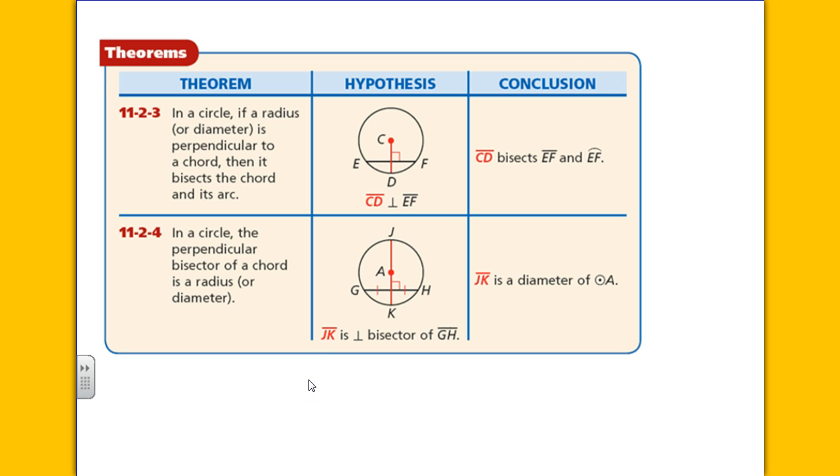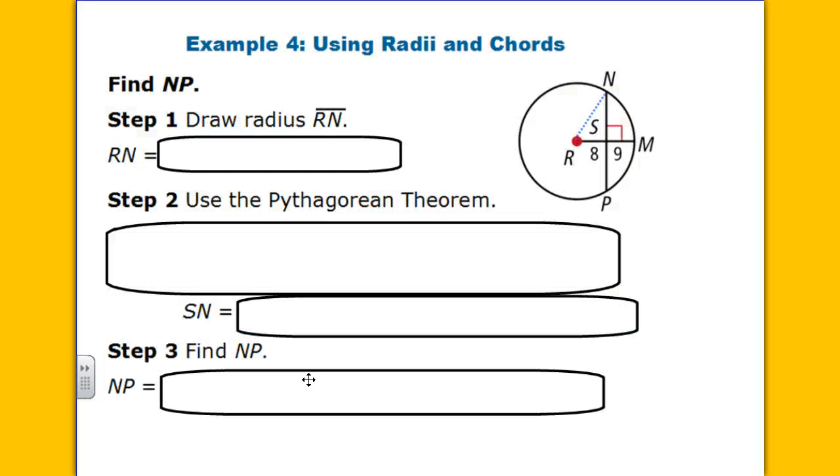JK is a diameter of circle A. Okay, so let's use radii and chords. Draw radius RN. There it is. Notice that RM is perpendicular to NP. So we now know something about NP. It has been bisected, and so has this arc, right? They're telling us the length to that point of intersection is 8, and from there to M is 9. The whole radius is 17.